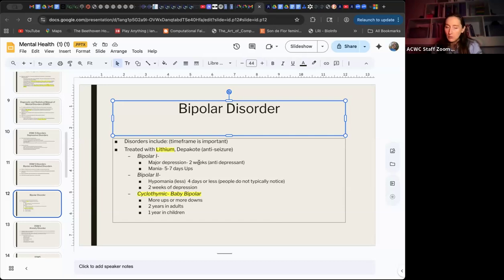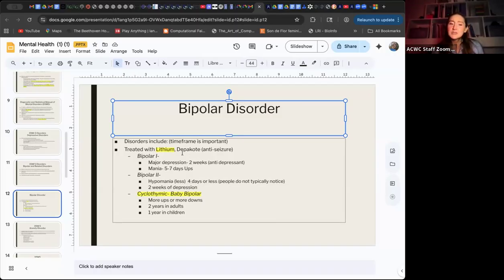So definitely know the time, because the time can be used for this. Mania in bipolar 1 is 5 to 7 days. For bipolar 2, it's 4 days or less. But like I said, when you're reading the questions, if you see true mania described, you're already done. That's only bipolar 1. Now bipolar 2 has only the hypomania, but it will have 2 weeks of major depressive disorder. So 2 weeks of major depression with the hypomania.